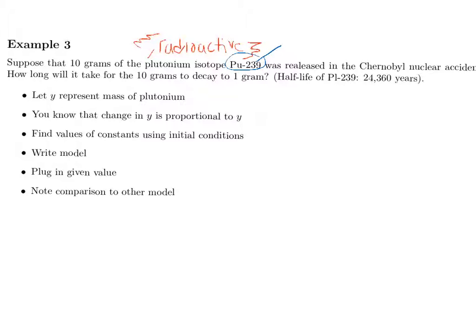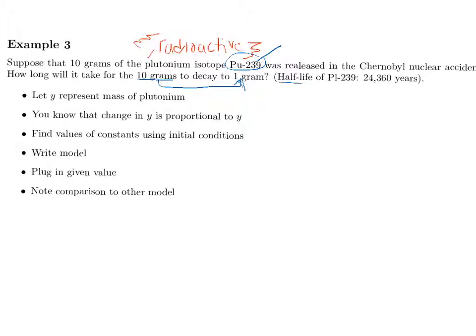All right, plutonium-239 was released in the Chernobyl nuclear accident. How long will it take for those 10 grams to decay into 1 gram? Okay, and what I told you yesterday was that all elements have a half-life. A half-life tells us how long it will take for half of that sample to disappear.